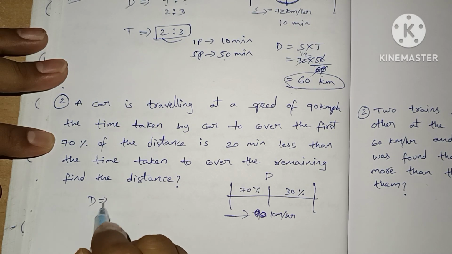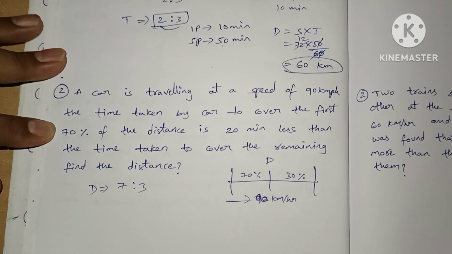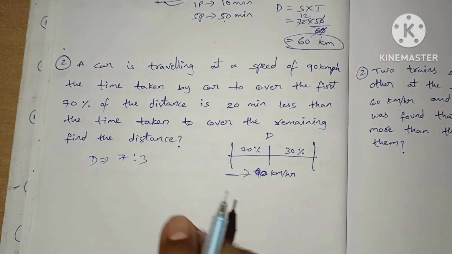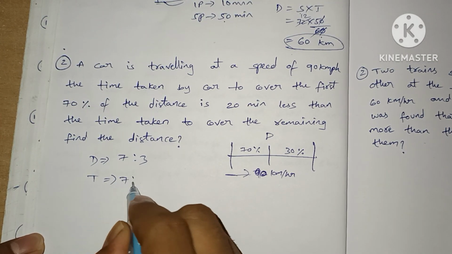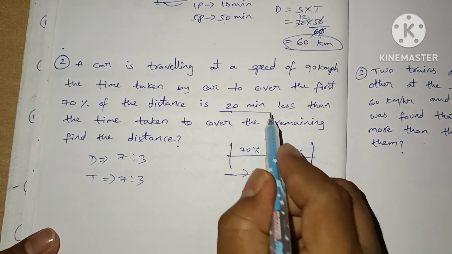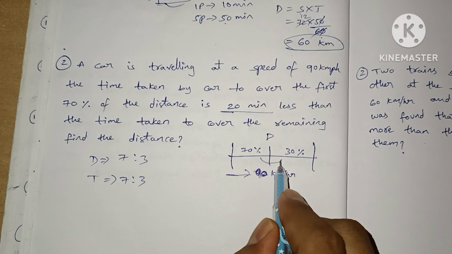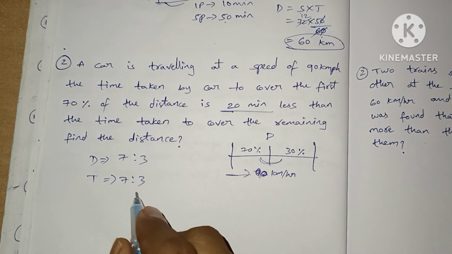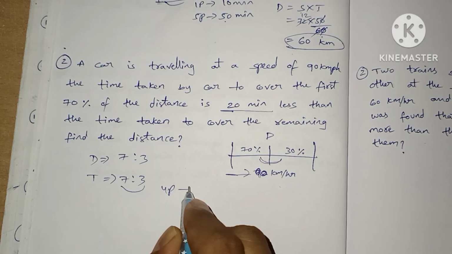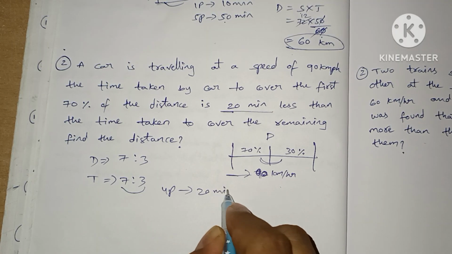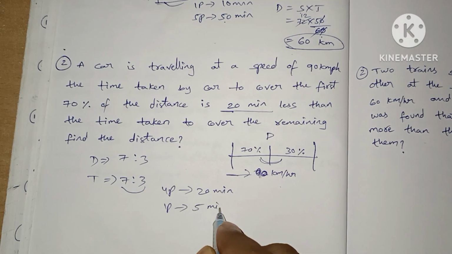Here the distance is in the ratio of 7 is to 3. We got the distance ratio, so the time ratio is also the same, 7 is to 3. Here it is said that the extra time taken is 20 minutes. So the difference between these two is 4 parts. 4 parts value is 20 minutes. So one part value is 5 minutes.